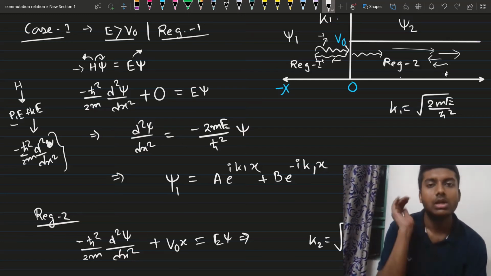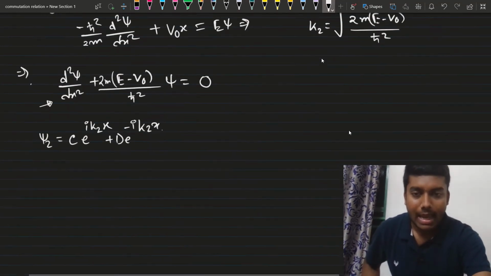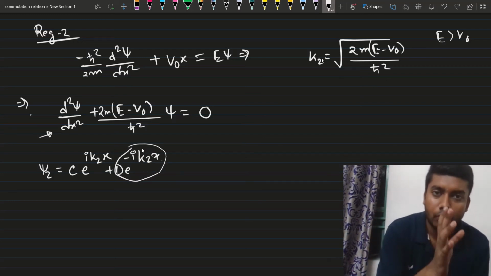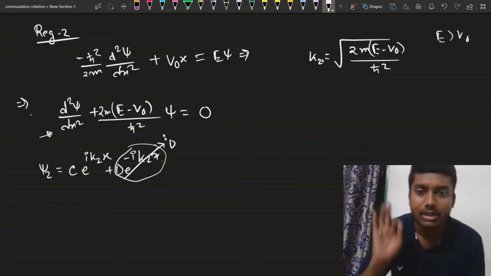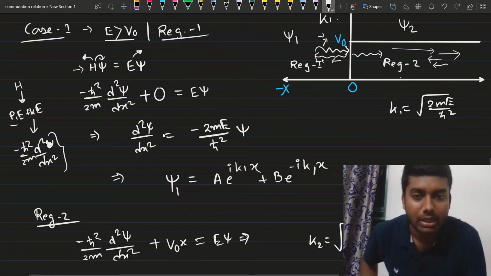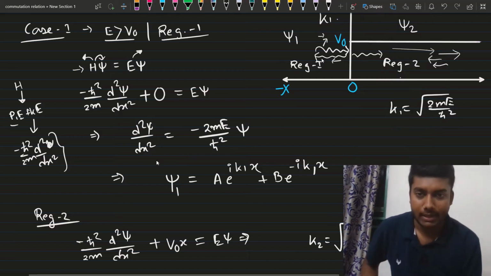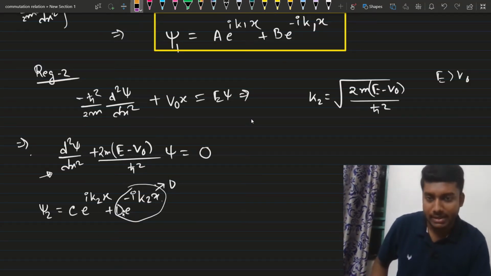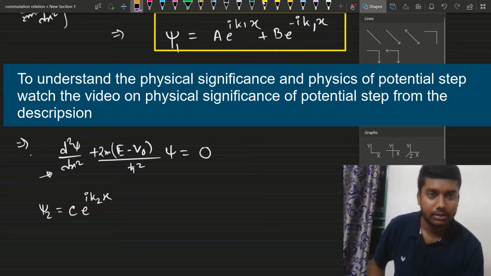All the waves will go just in the positive x direction. So there will not be any term like this, as this represents nothing but the component or the wave in the negative x direction. So this term will vanish for region 2. But in region 1, what happens? In region 1, this thing will be retained. The actual wave function of region 2 will be like this. This will all be cancelled and the actual wave function will be like this.